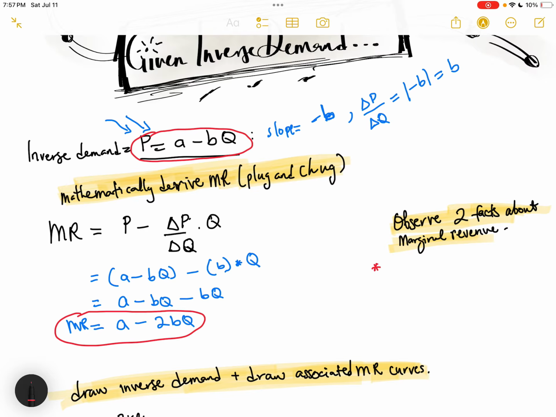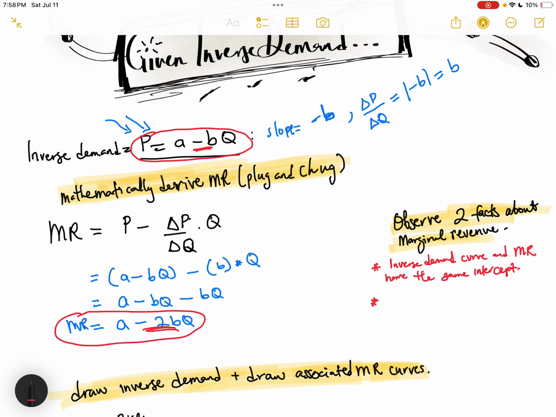So inverse demand curve and marginal revenue have the same intercept. Let's write that down. Inverse demand curve and marginal revenue MR have the same intercept. Very good. Okay. Cool. What else do you notice? Look at this. Look at the slope. In inverse demand curve, the slope is minus B, and in MR, the slope is minus 2B, right?